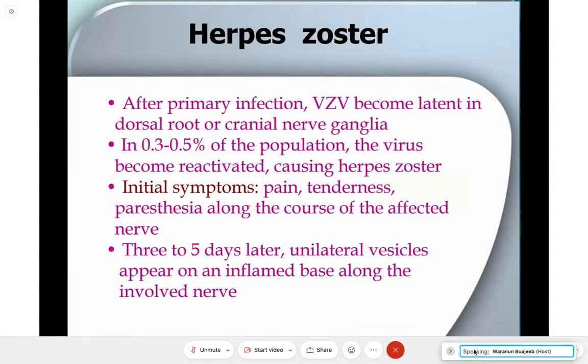The initial symptoms are pain and tenderness, or sometimes paresthesia along the course of the affected nerve. So if the pain occurs on the distribution of the nerve on just one side, after that the lesions develop about 3 to 5 days or 2 to 4 days, it's up to any textbook. After a while the vesicles develop only unilaterally along the distribution of the nerve. This is very important, and it can be diagnosed as herpes zoster.